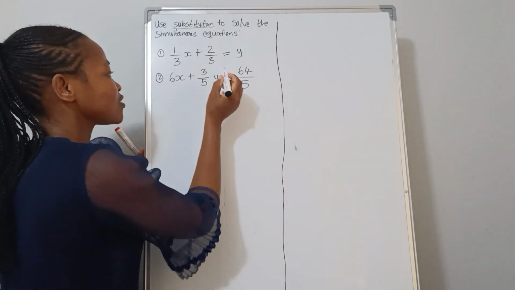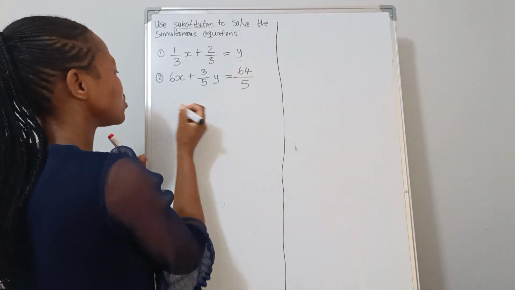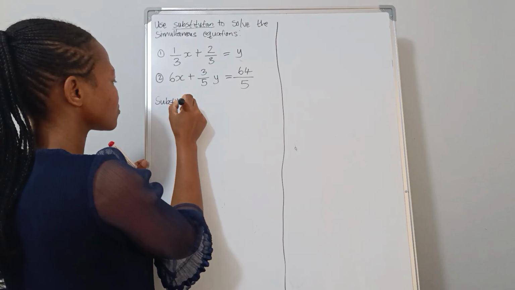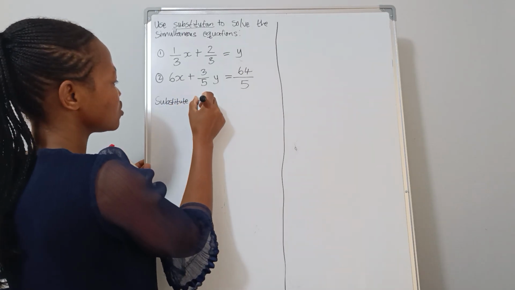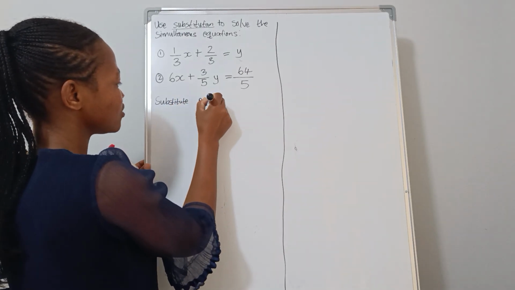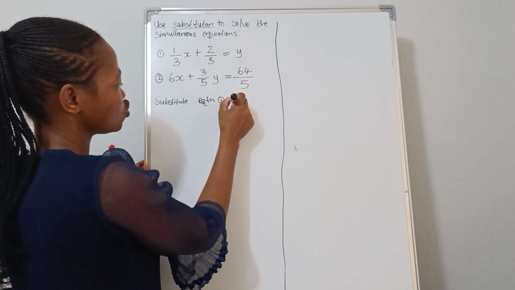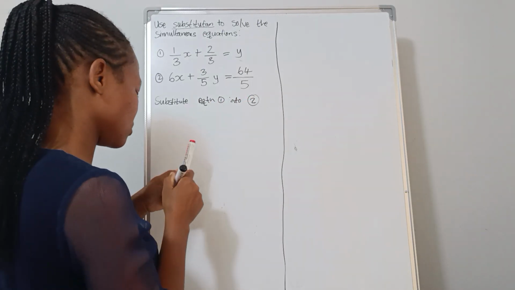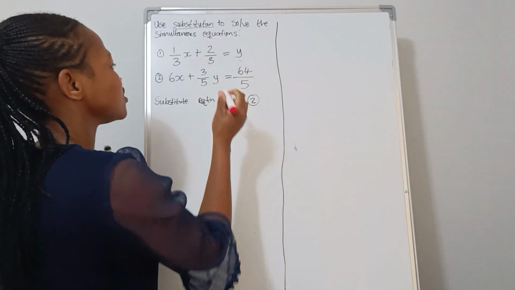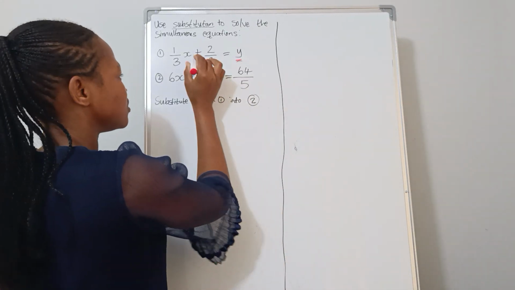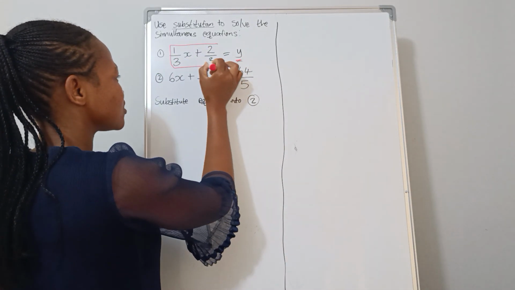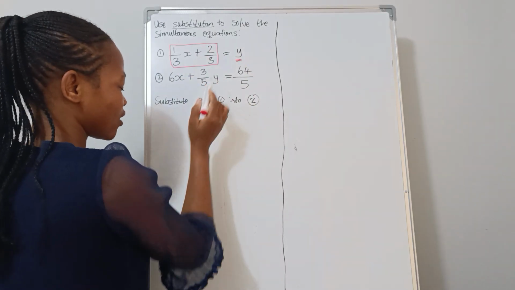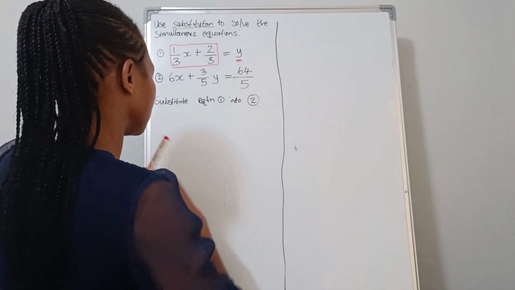So the first part is y is here alone. So we're going to say substitute equation 1 into 2, okay? Because what we are really saying is that y is this thing. That's what equation 1 is saying. So we're going to take this y and put it into this y for equation 2. So this is what we do.